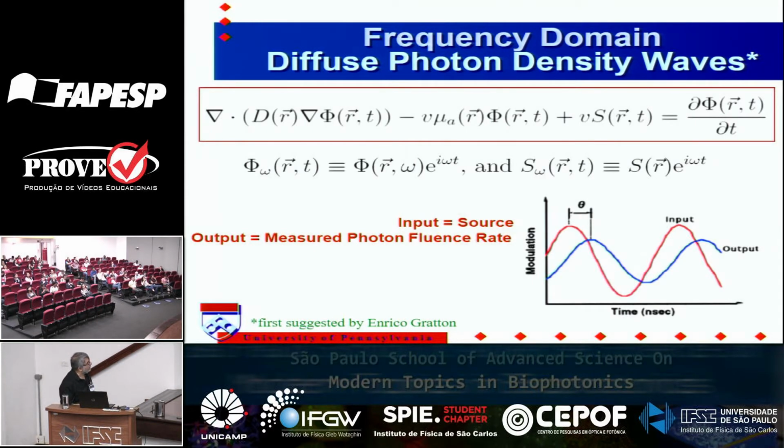And then I can look for solutions for my fluence rate that are also oscillating at the same frequency. So I'm going to put in a source. It's this red curve you can think of, and I'm going to measure some fluence rate at different positions, which will be maybe represented here by this blue curve. So the amplitude will be decreased, and there'll be a phase shift. The crests will be displaced with respect to each other, okay?